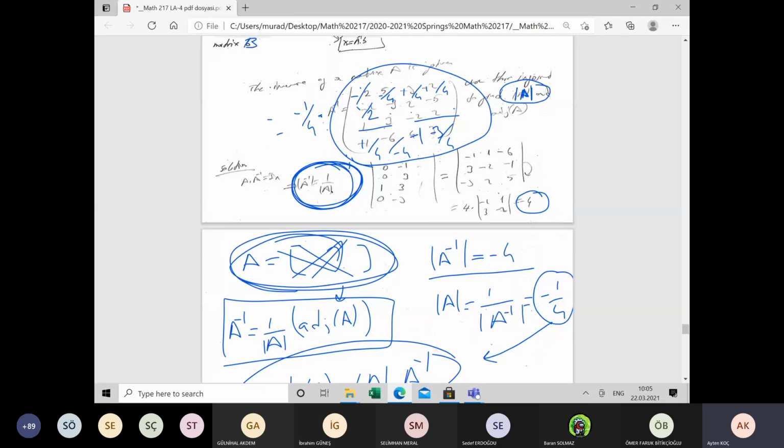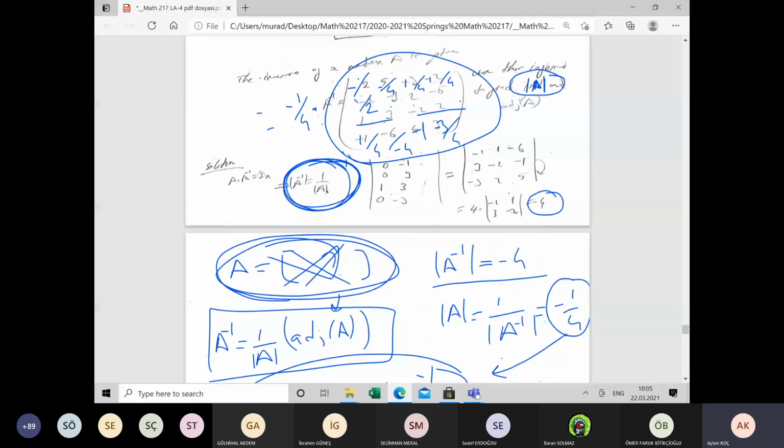The critical point here: if you have some properties, some theorem and corollary, use this one, so we obtain the result. It's okay, easily we obtain the result. It's okay. Any question here?